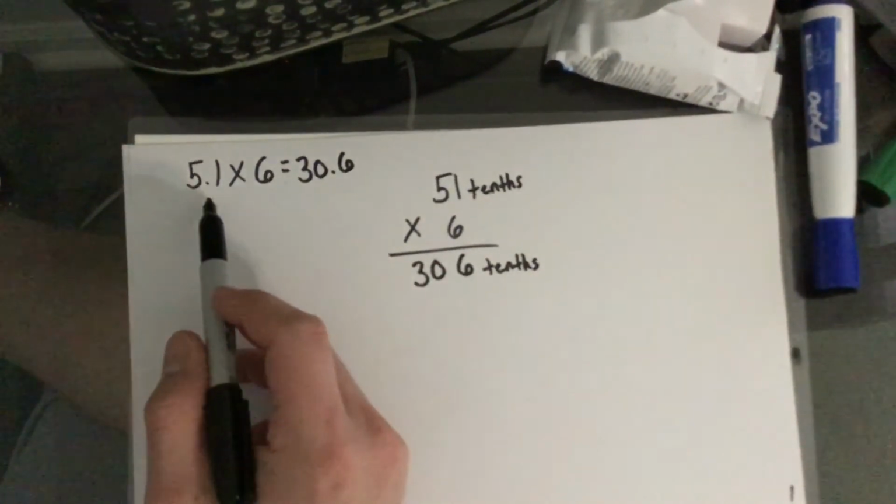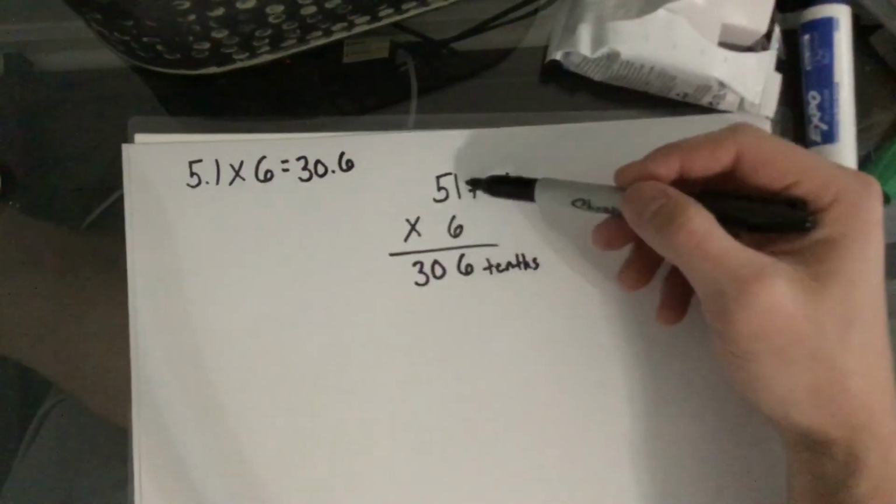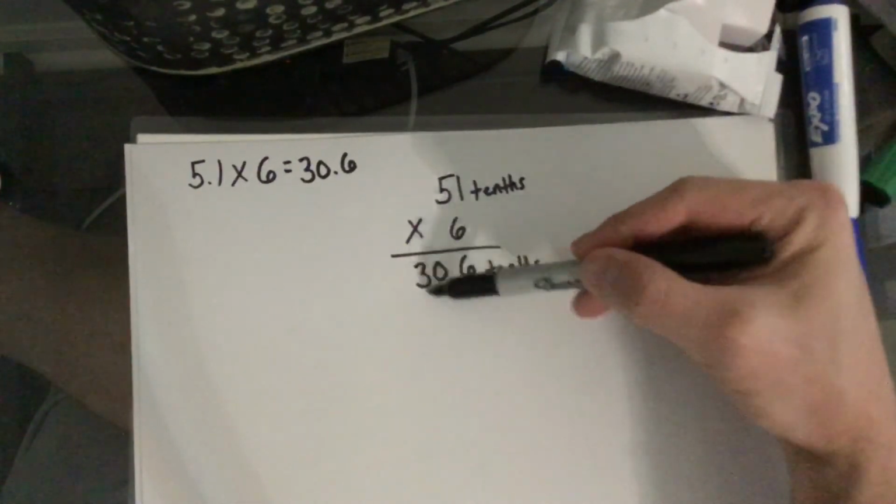So if I have these digits, I can use multiplication and change them to whole numbers and use place value reasoning to figure out my answer.